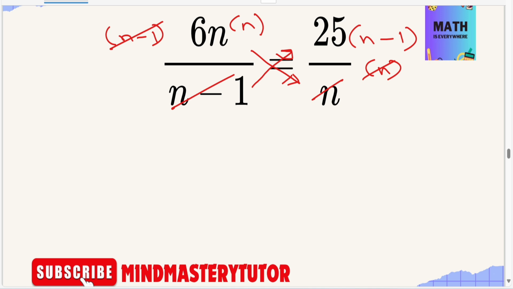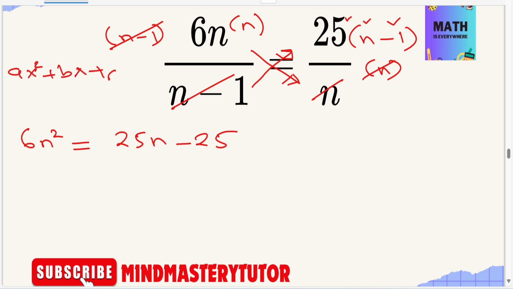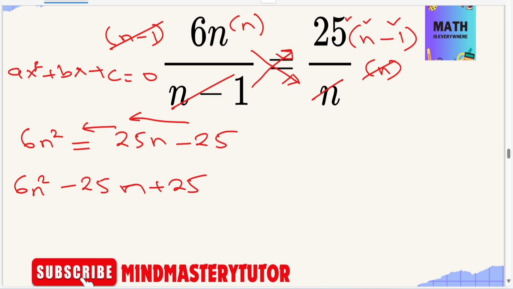So it means 6n times n gives you 6n squared equal to 25 times n gives you 25n, and 25 times negative 1 gives you minus 25. Collect your equation; it should be ax squared plus bx plus c equal to 0. Here you are in this form. Therefore collect the terms. So you write 6n squared, move this here, it will be minus 25n plus 25, equal to 0. Okay, you can simplify. No, you can't simplify. So just leave it the way it is.